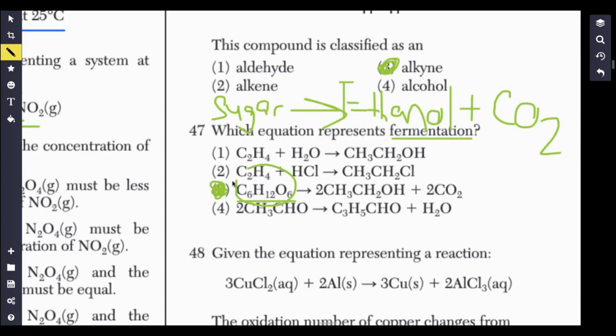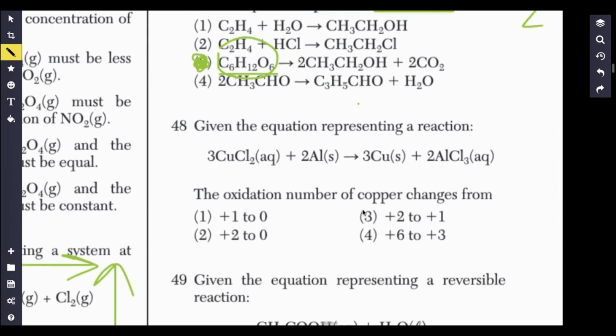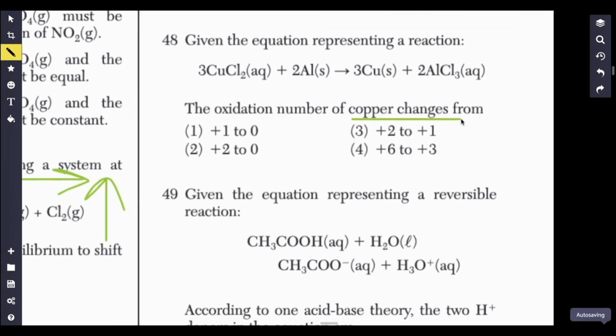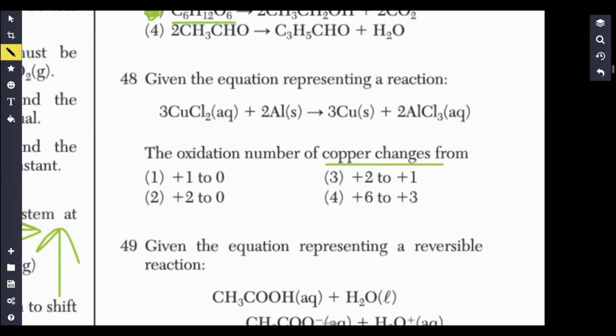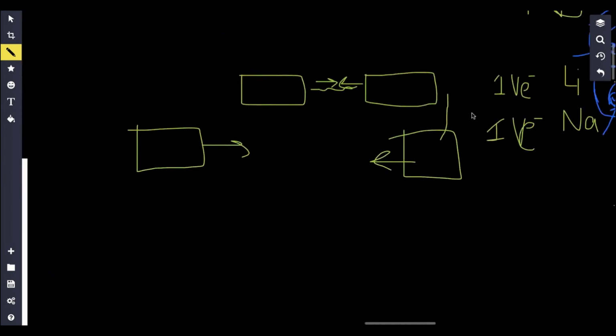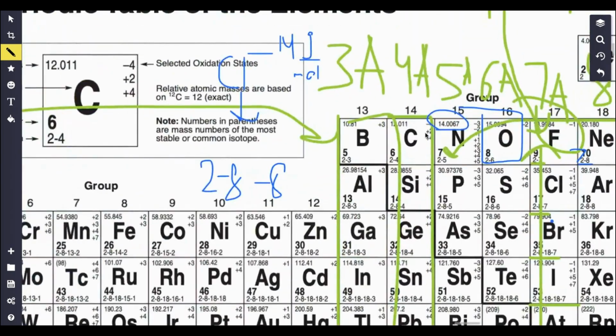You're taking the sugar and it's turning into the alcohol, right? So yeah. Oxidation number of copper changes from what? So oxidation number is basically represented by these little numbers at the top, right? You can see all these little numbers at the top.